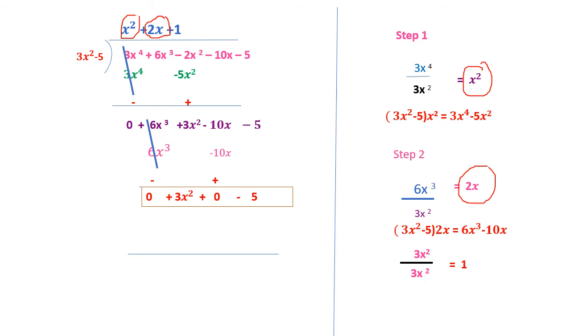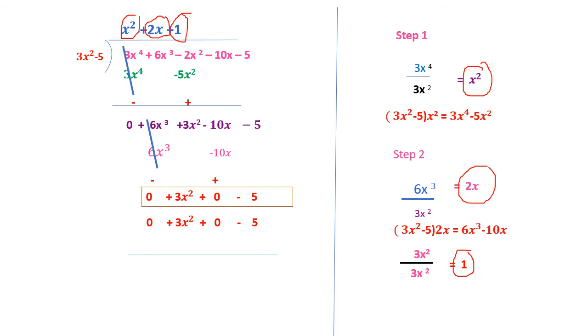The next part is, don't forget to bring this 1 to the quotient. So this third term 1 is shifted to the quotient. And what is the next step? The next step is to multiply this 1 with 3x squared minus 5, and we get the same polynomial, 3x squared minus 5.